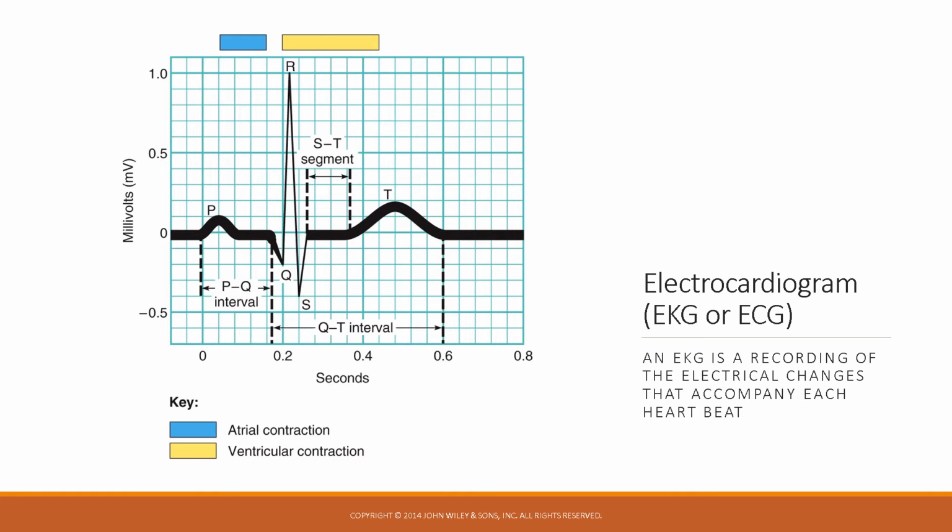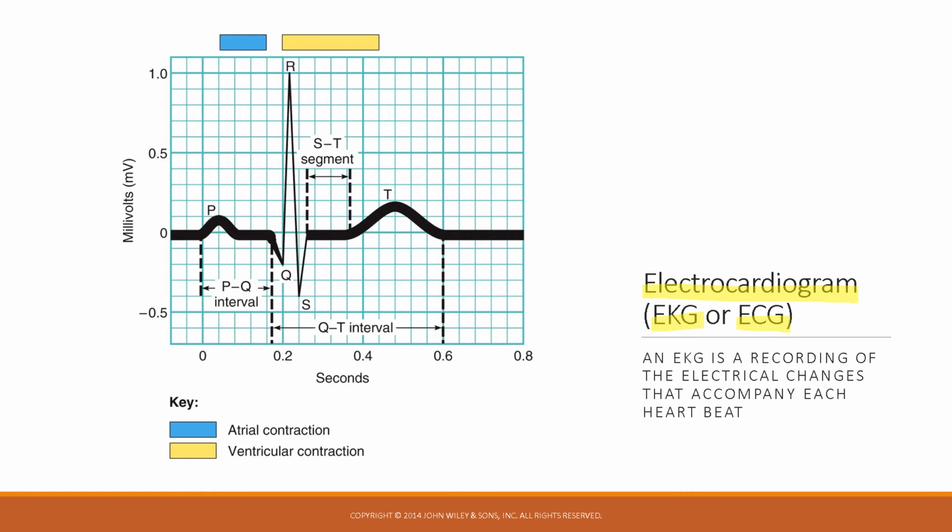As action potentials propagate through the heart, they generate electrical currents that can be detected at the surface of the body. An electrocardiogram, which is also known as an EKG or an ECG, is a recording of those electrical signals. On a typical record, there are going to be 3 clearly recognizable waves that appear with each heartbeat. We see these in this picture here, which is an EKG.